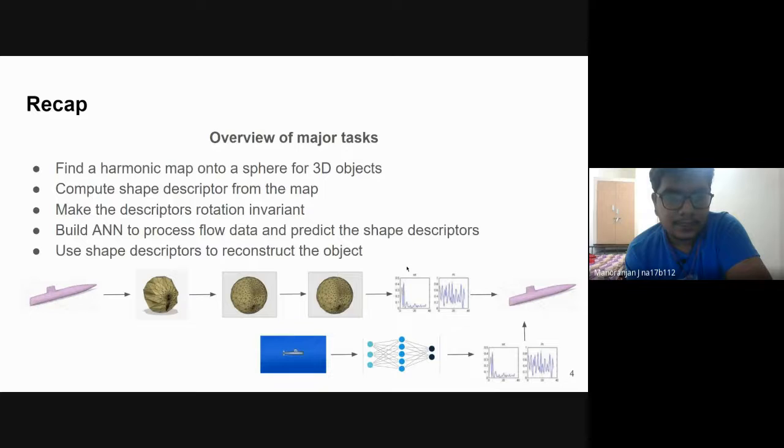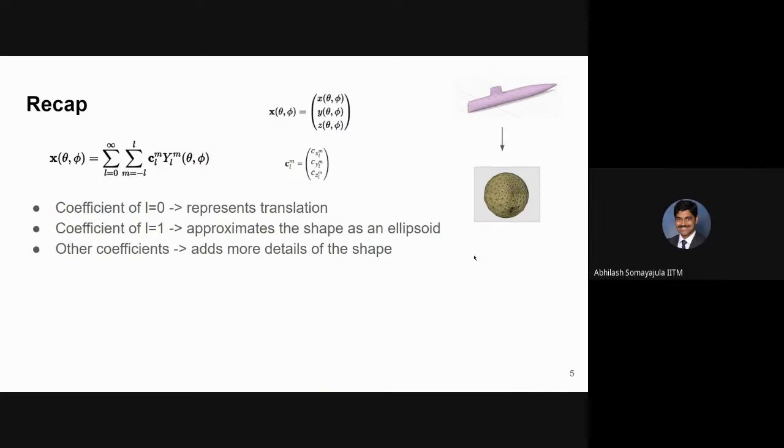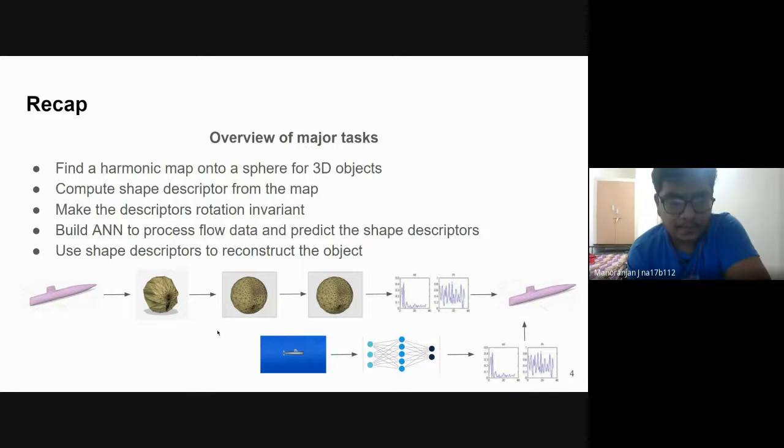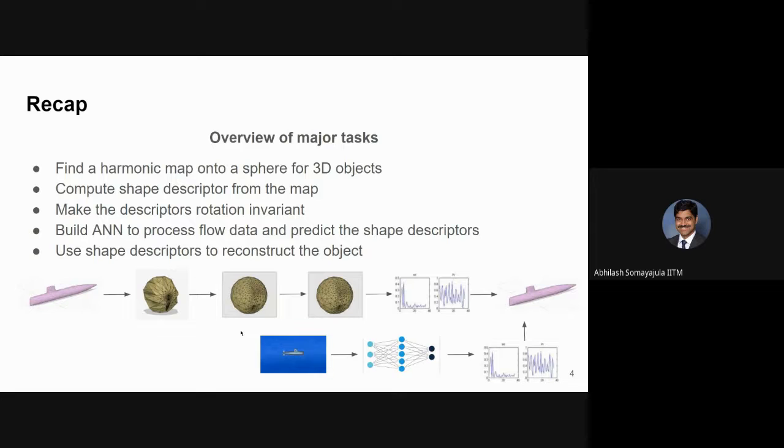So the idea here is that if you have the same object in a different orientation, but the flow direction remains the same, you still want your neural network to predict that it is the same object. Correct? Yeah. So if you can convert them into a canonical orientation, no matter how that object is oriented in the flow, your neural network learns that it should still predict it to be that object only.